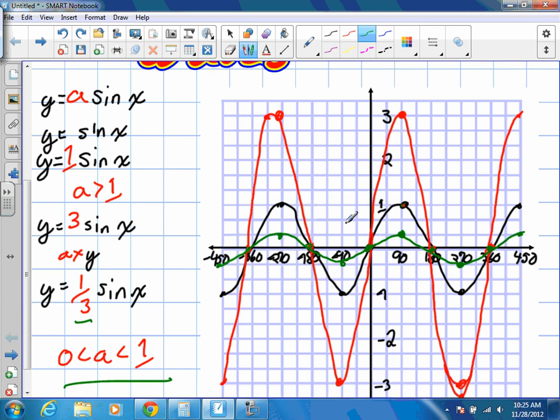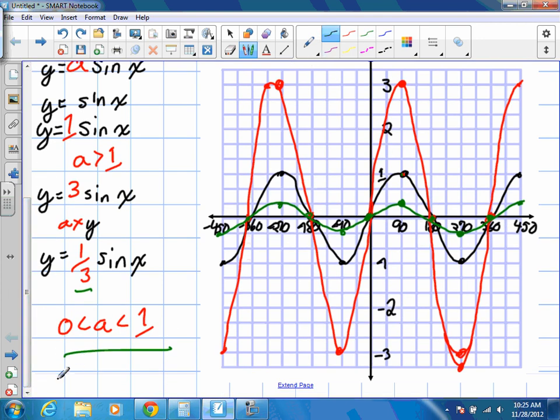The only other one we haven't talked about is a negative value. So let's set that up. We're going to give it a negative value of 2. That'll be a good one. We'll do that in blue. Negative 2 for our A value, sine x.